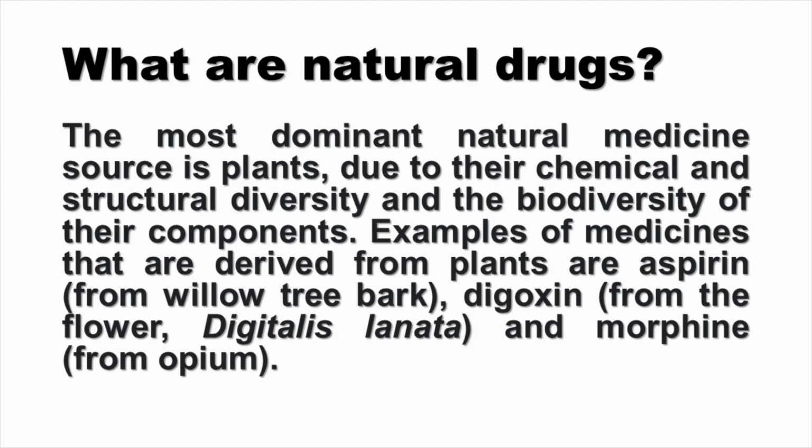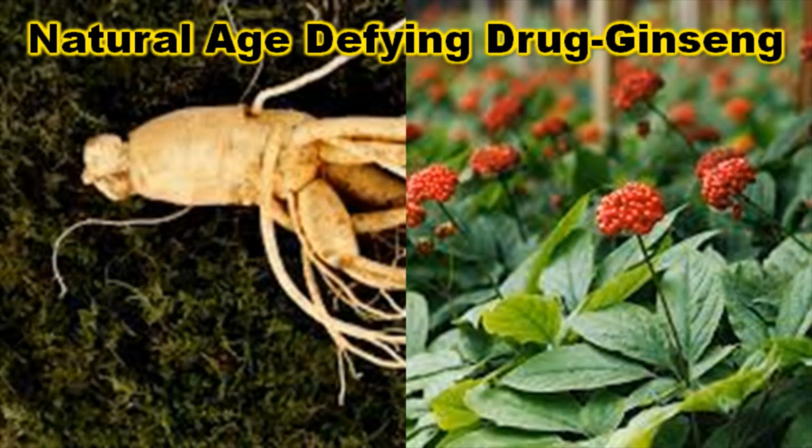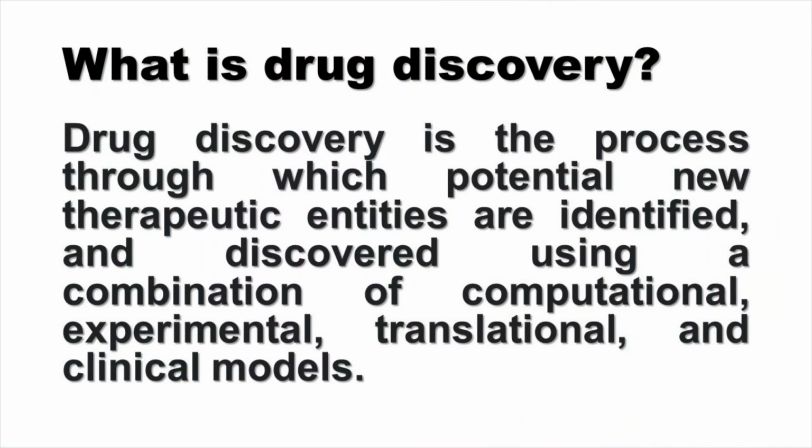What are natural drugs? The most dominant natural source of drugs is plants. Due to their chemical and structural diversity and the biodiversity of their components, plants are the major sources of natural drugs. We have examples in the form of digitoxin, opium, and aspirin. So these are all plant-derived drugs.